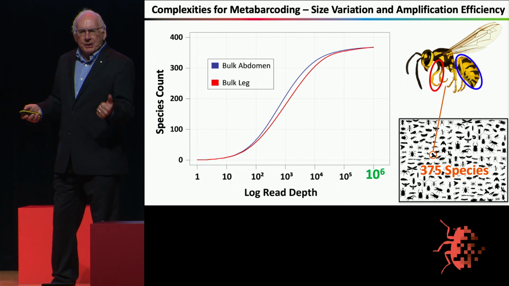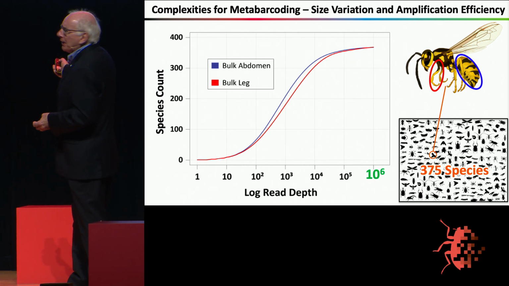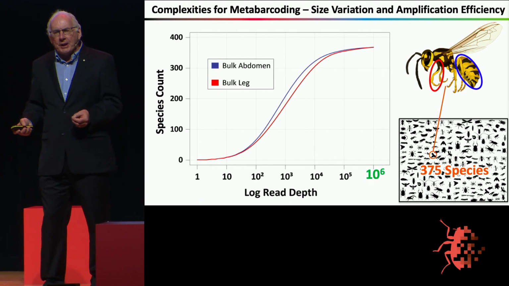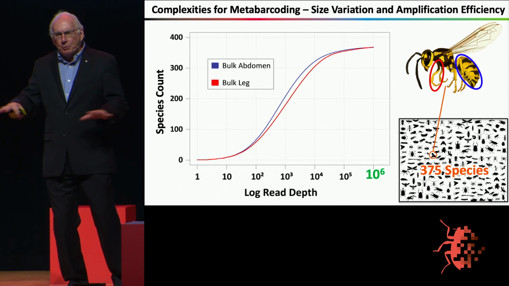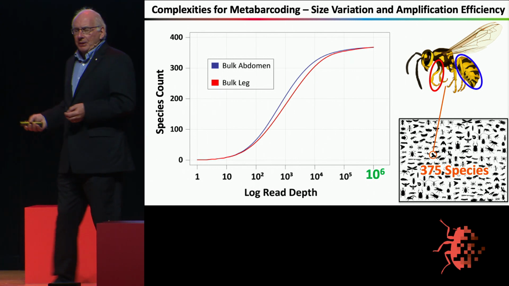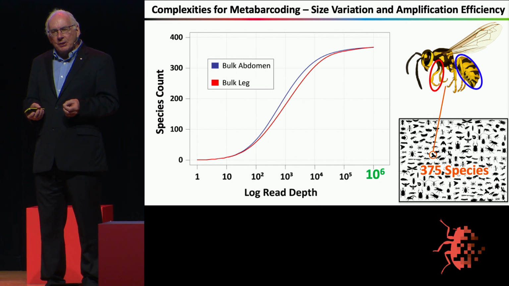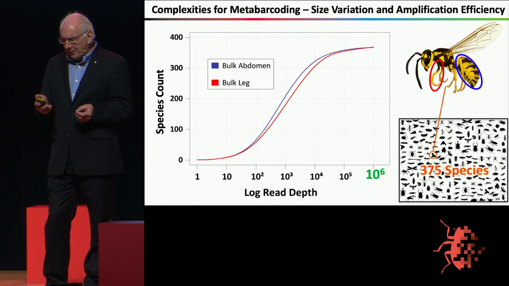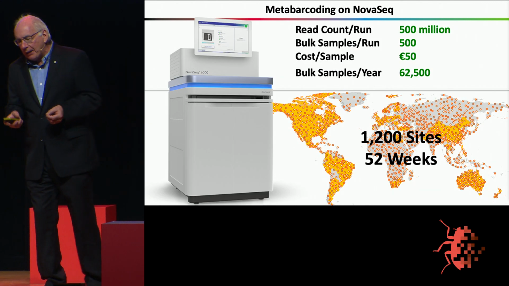How many reads does it take to find those 375 species? Answer, to get 95% of them, you have to do 100,000 reads. When you add abundance variation, which is something that happens in nature, of course, you need at least 1 million reads to recover those 375 species. Okay, that sounds pretty formidable. Yeah, it used to be formidable, but not with the new platforms.